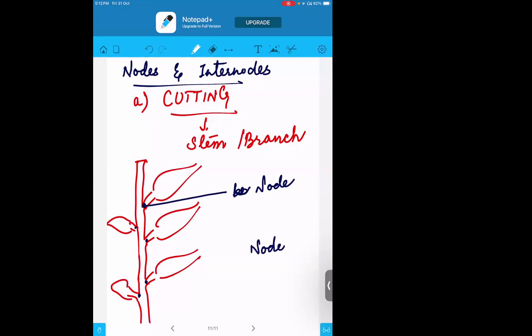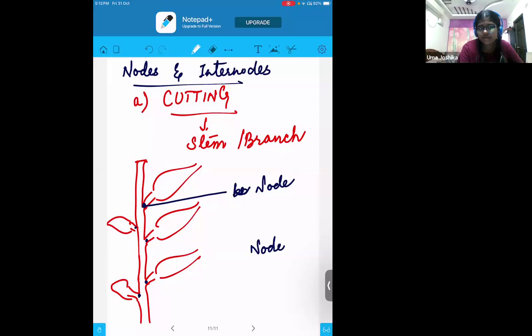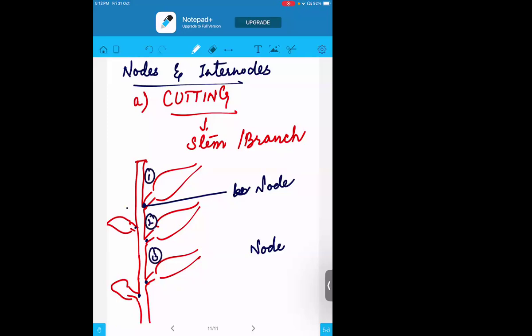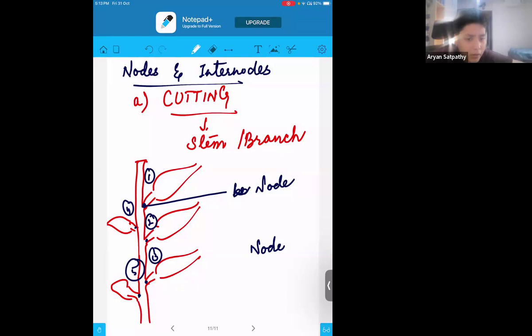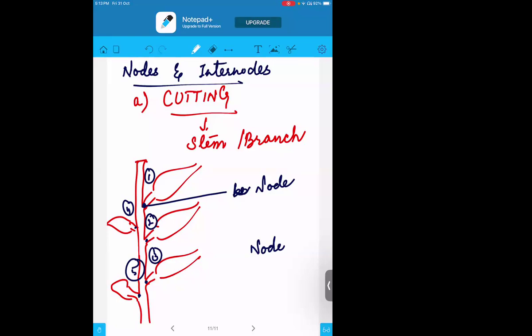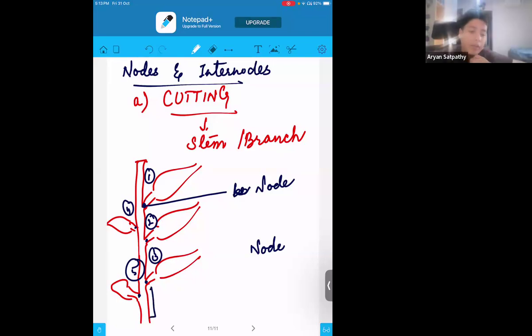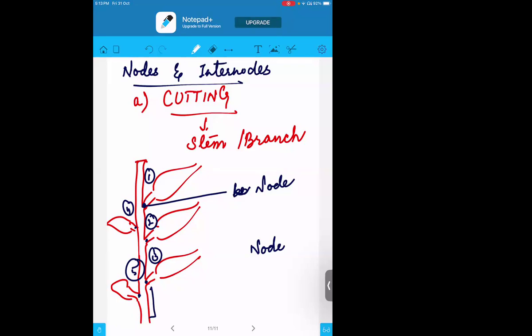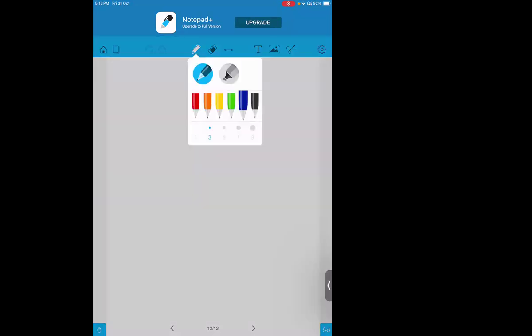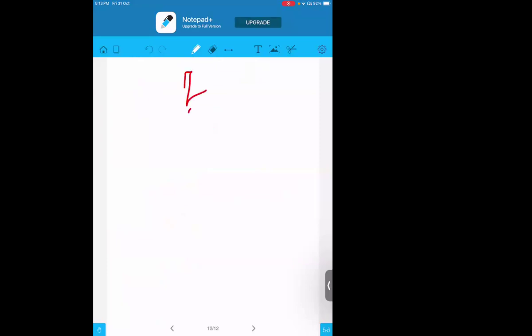Now, can you tell me, children, how many nodes are there in this diagram which I have made? Ma'am, five. Correct, 1, 2, 3, 4, and 5. Now, this was a node, the place where the leaf comes out from the stem. Ma'am, are there three internodes here? It's 3, right? No. The blue one is also an internode here. So 4. Okay. Now the second one is the internode. Internode is basically, again, let me draw the diagram.